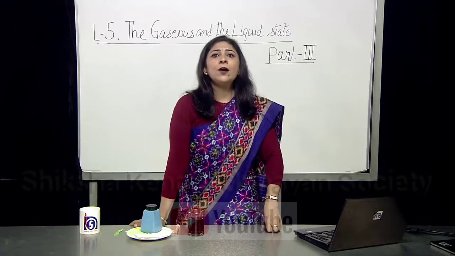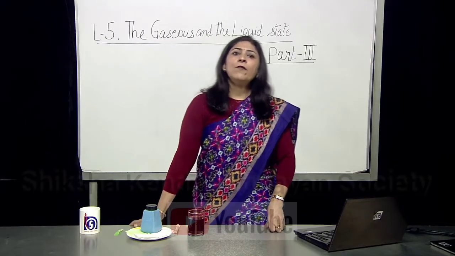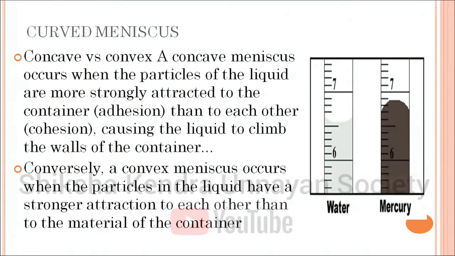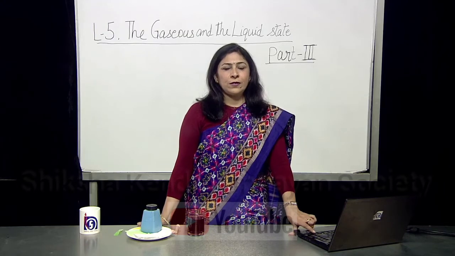Conversely, a convex meniscus occurs when the particles in the liquid have stronger attraction to each other than to the material of the container. So, we can say in water we have the concave meniscus. You can see the meniscus shape, while in the mercury case it is always convex because cohesion is more than the adhesion. Now, let us start viscosity.